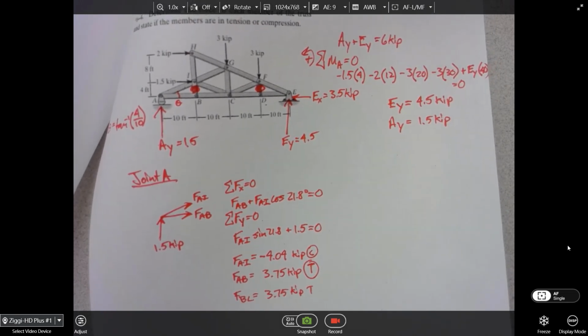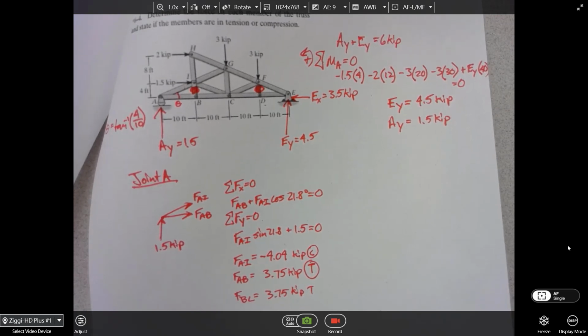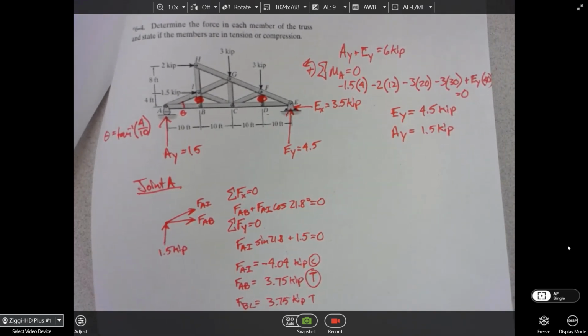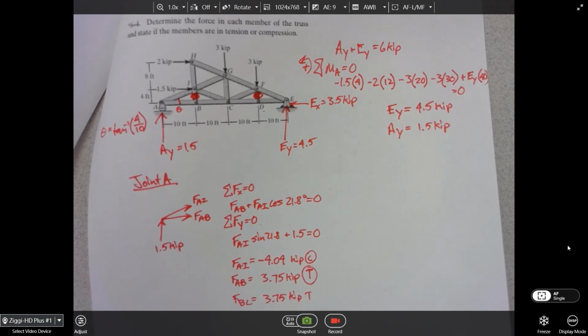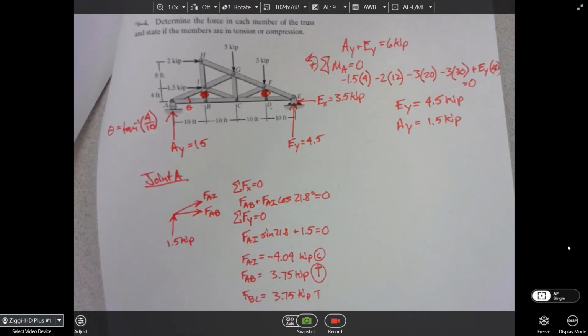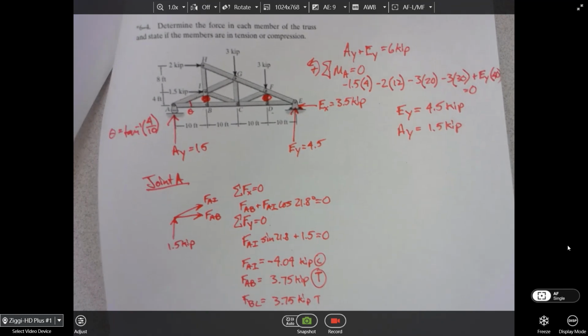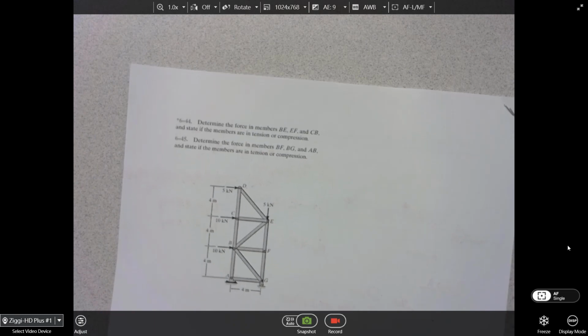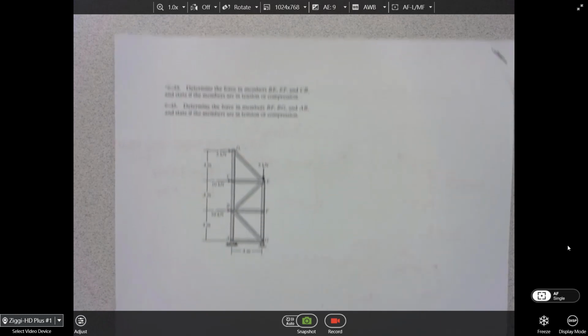We can't see what you're talking about. We can't read the details. Flip the page over, and let's look at 644. Determine the force in members BE, that's this one, EF, that's this one, and CB, that's that one. Okay? Last page on the back.